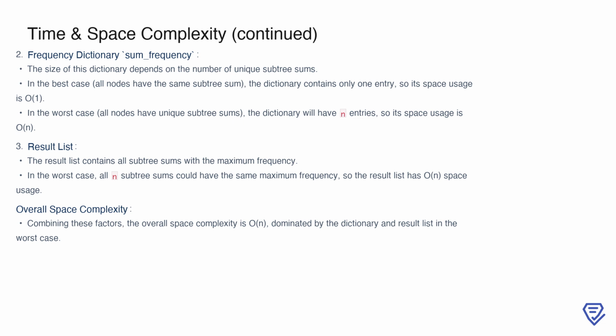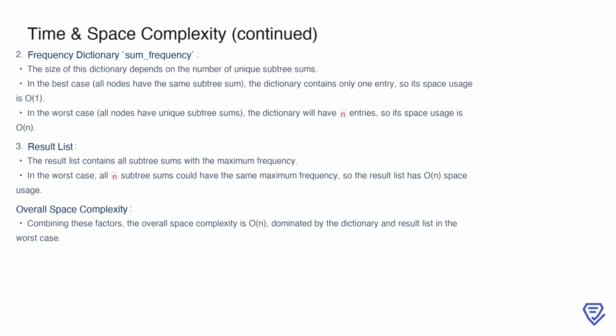In addition to the call stack, we also need to consider the frequency dictionary, sum_frequency. The size of this dictionary depends on the number of unique subtree sums. In the best case, where all nodes produce the same subtree sum, the dictionary contains only one entry, so its space usage is O(1). On the other hand, in the worst case, where all nodes have unique subtree sums, the dictionary will have n entries, resulting in O(n) space usage.